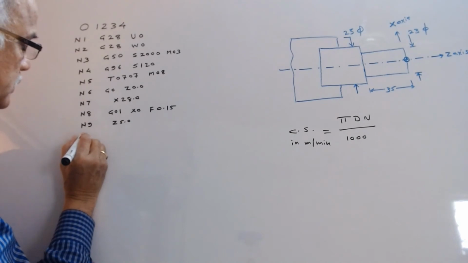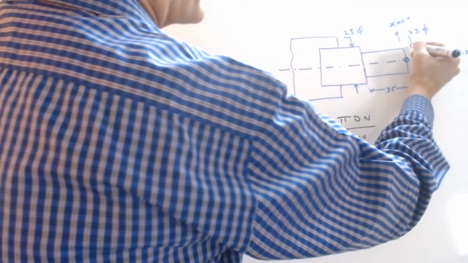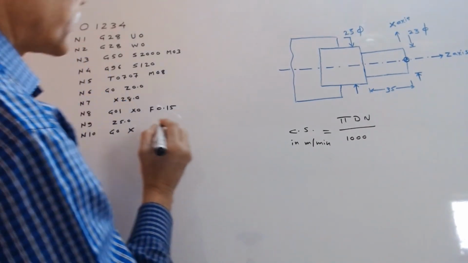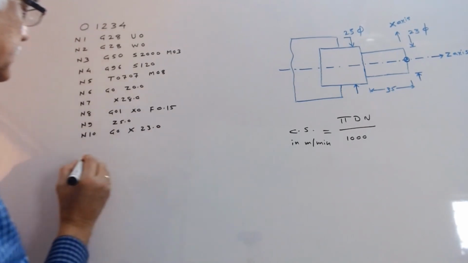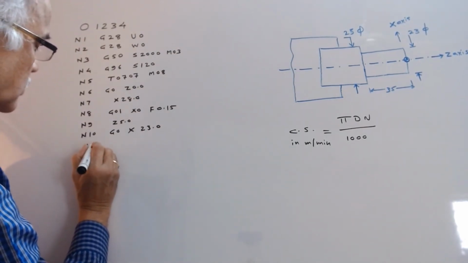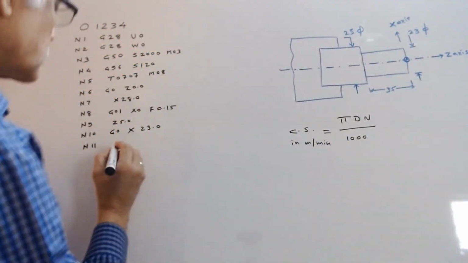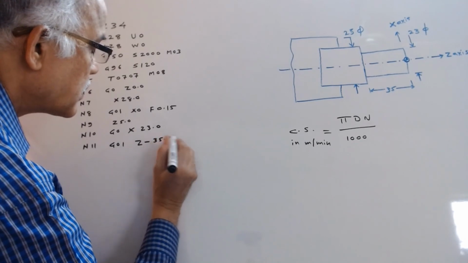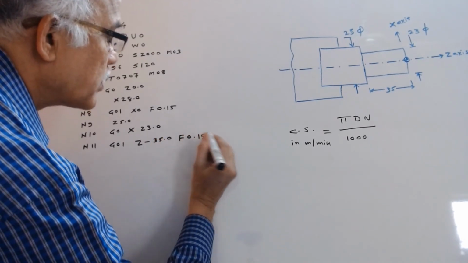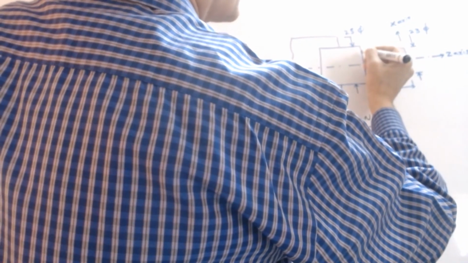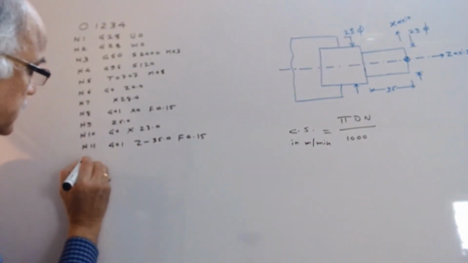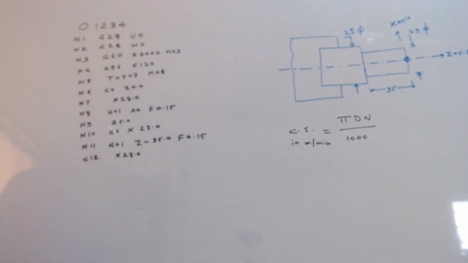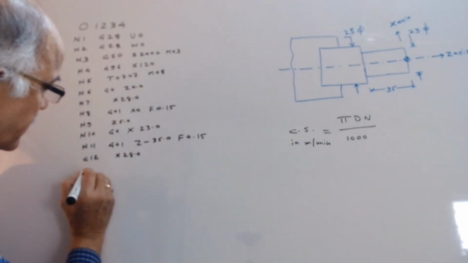Now again we will position the tool in the X direction. So G0 X23 mm. Now we'll take one cut on the diameter. So G01 Z minus 35 F0.15. So the tool will take a cut on the diameter, and again we will position the tool to the safety point, X28.